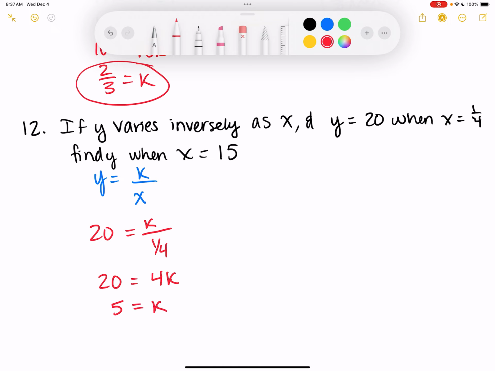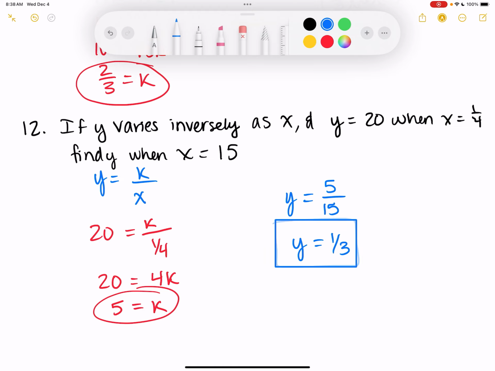So I'm going to use this number. I can focus this back in. And then I'm going to plug in and solve for y now. So y equals 5 over 15, or y equals 1/3. And that's your final on that one.